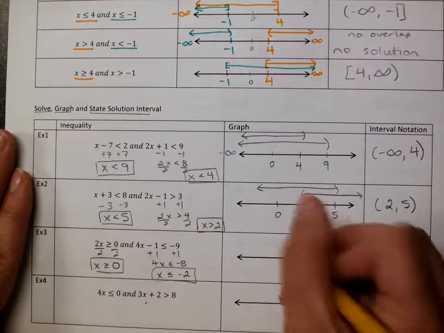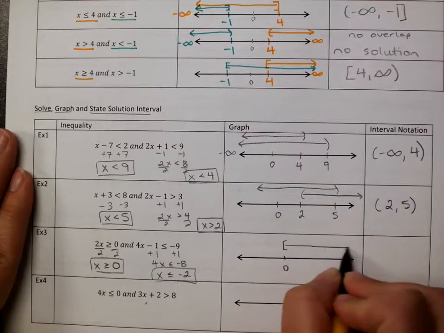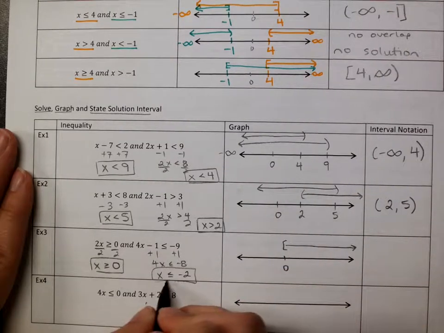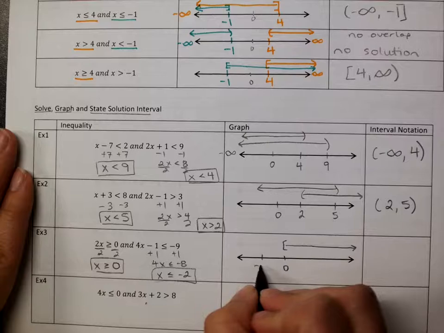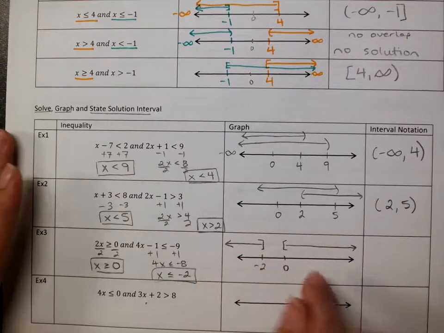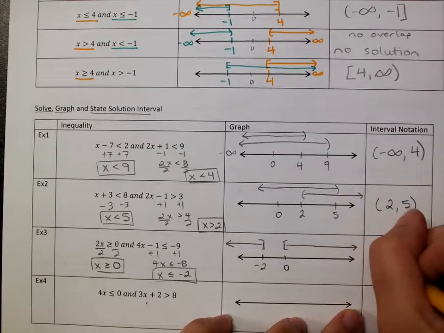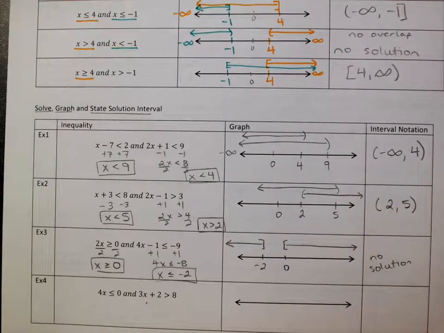So x is greater than or equal to 0. That would be a bracket to the right. And x is less than or equal to negative 2. Less than or equal to would go this way. There is no overlap, so there is no solution because there's no overlap.